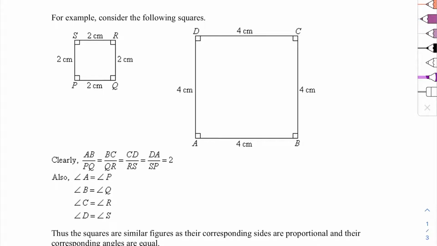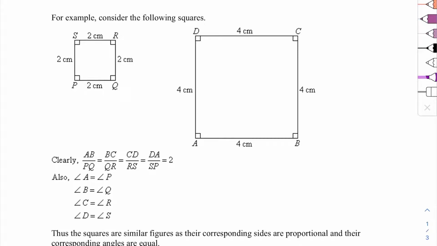They show you the pairs of sides that are corresponding by showing you AB, which is the bottom side of the bigger square. Divide that by PQ. You can also divide BC by QR, CD by RS, and DA by SP. And for all of those, when you divide them, you should get 2. Another way to show that the scale factor here is 2.